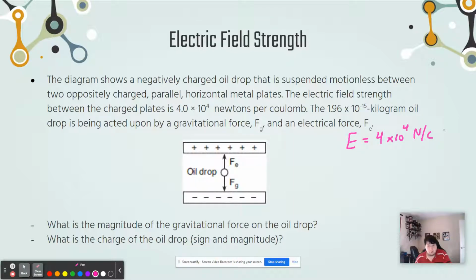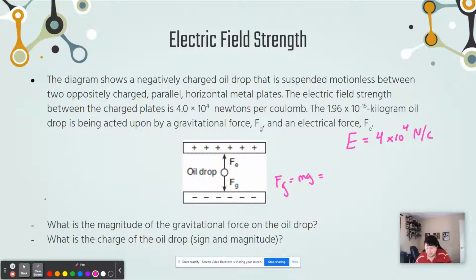You could use the big one with Gm1m2 over r squared, but we don't know the mass of the plates, plus there's the Earth. That gets complicated. Instead, let's assume that this is being done on Earth. We just know that F of G equals mg, where g is the strength of gravity at that particular location.